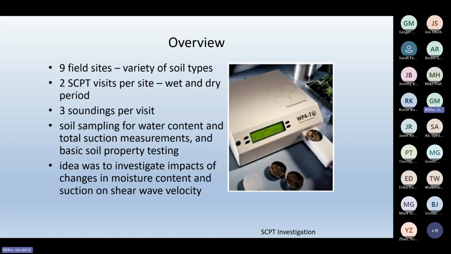All right, so some of the things we did. So this is an overview. We visited 9 field sites. There was a variety of soil types involved. So this is the field portion. We did 2 CPT visits per site. We tried to target wet and dry seasons. I think one of the wet seasons was so wet we couldn't get the rig in, but in any case, we generally accomplished that. We did 3 soundings per visit. We did soil sampling so that we could get water content, and then we did total suction measurements. And the idea was to investigate changing moisture content and suction on shear wave velocity.